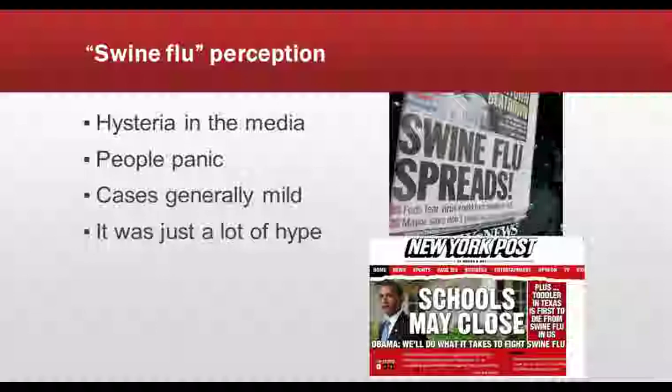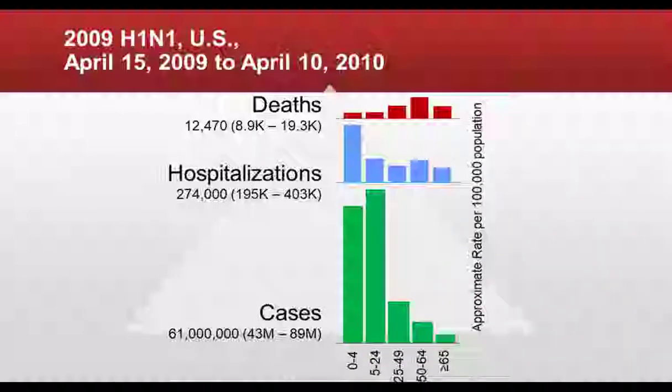Well, first of all, the problem with that is, at the start, you don't know how it's going to progress. And so you've got to take it extremely seriously and get ready. And the other point is, it wasn't just a benign illness. So if you look at the pandemic strain, you can see 12,000 deaths or so, 275,000 hospitalizations, not worse than a normal flu year, and lots of cases.